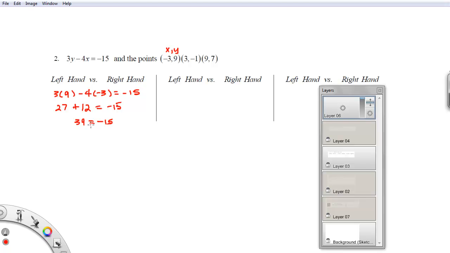Well, if you look here, 39 does not equal a negative 15, so that first ordered pair is not a solution, so I will write false.